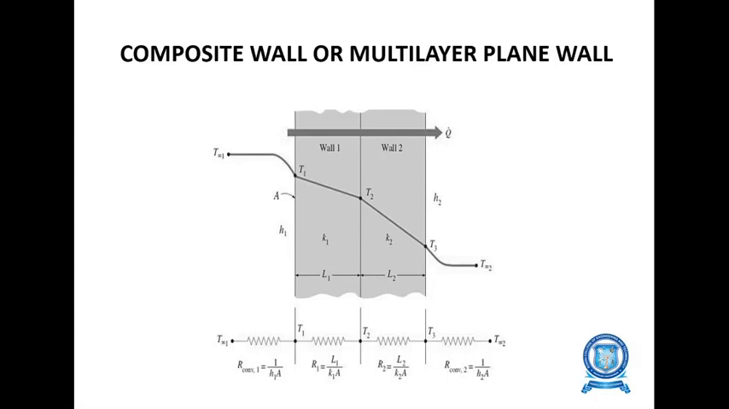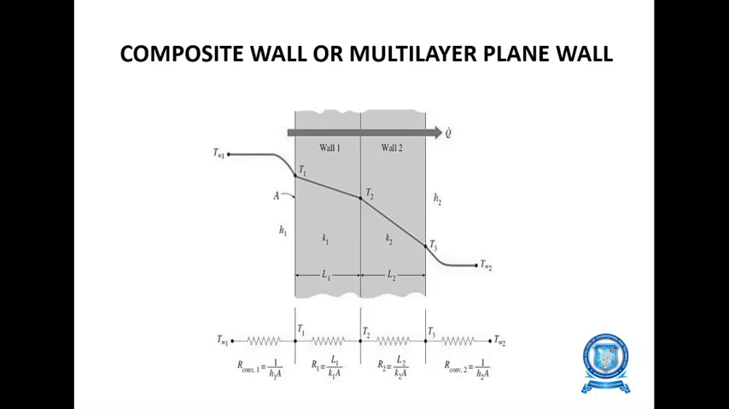Next, from T1 to T2, it is a pure conduction. As we know, the resistance R is equal to L by kA. Here we have two conductions. Therefore, R conduction 1 is equal to L1 by k1A. Since the area is the same, I am using the value A. If the area is not the same, we can use A1, A2, and so on. Then at wall 2, from T2 to T3, there is a pure conduction. So R2 is equal to L2 divided by k2A.